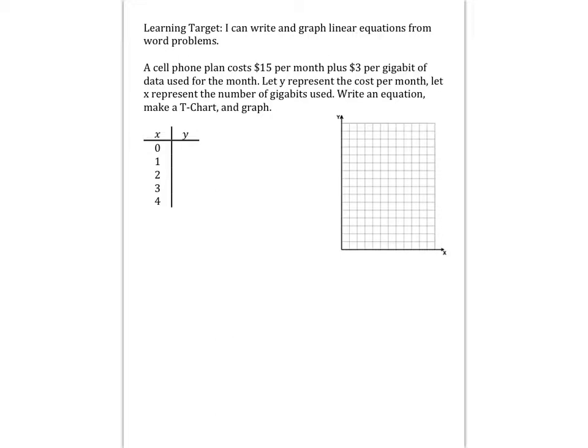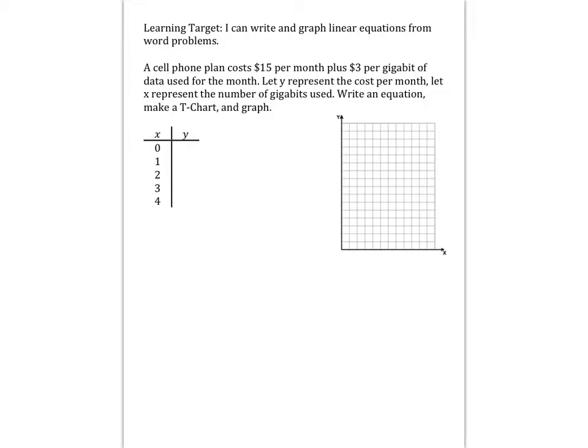So let's take a look at the first example. A cell phone plan costs $15 per month plus $3 per gigabyte of data used for the month. Let Y represent the cost per month. Let X represent the number of gigabytes used. Write an equation, make a t-chart or a table, and graph.